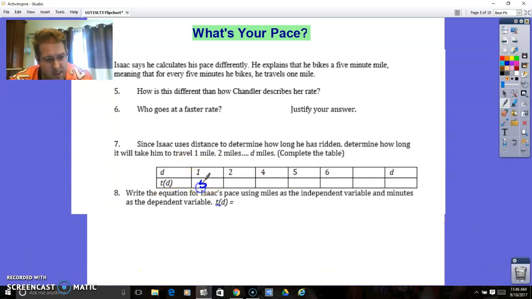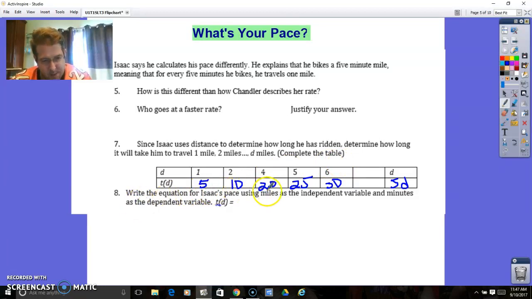So you know it's going to take them 5 minutes to go 1 mile. It's going to take them 10 minutes to go 2 miles. Double that would be 4, so that'd be 20 minutes to do 4 miles. So for 1 more mile, it'll take them another 5 minutes. That'd be 25 minutes. Another would be 30, and so forth. So what we do know is that it takes them 5 times D. So it takes them 5 minutes per mile.